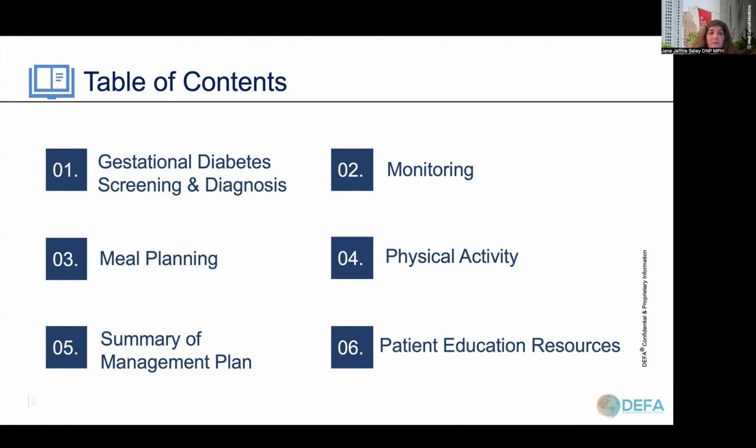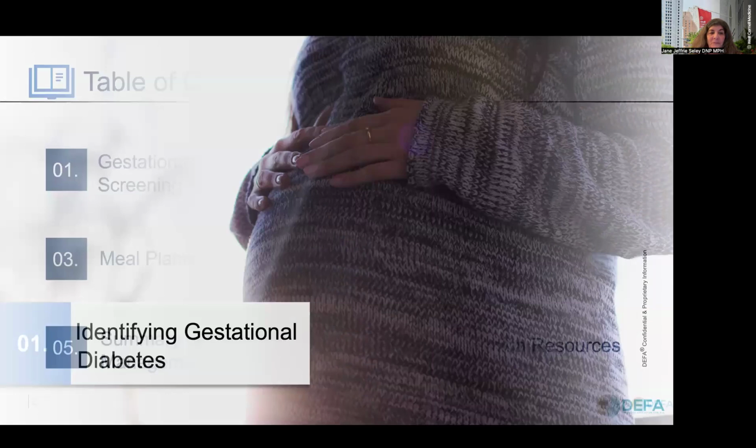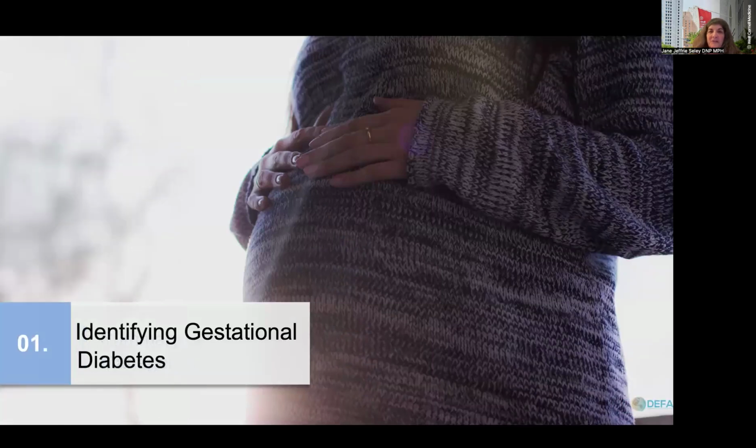These are the topics we're going to cover: screening and diagnosis, monitoring, meal planning, physical activity. Then we're going to do a summary of the management plan for gestational diabetes, and I'm going to show you some great patient education resources. So let's get started. How do we identify gestational diabetes?